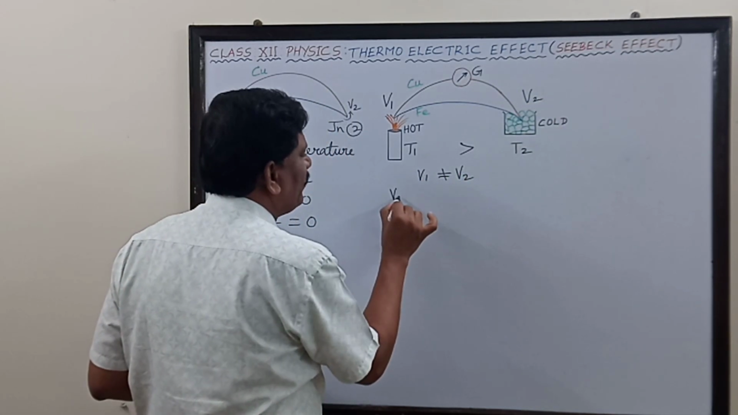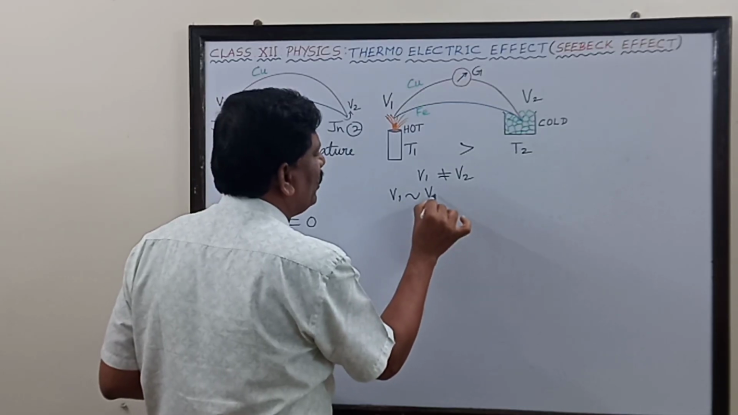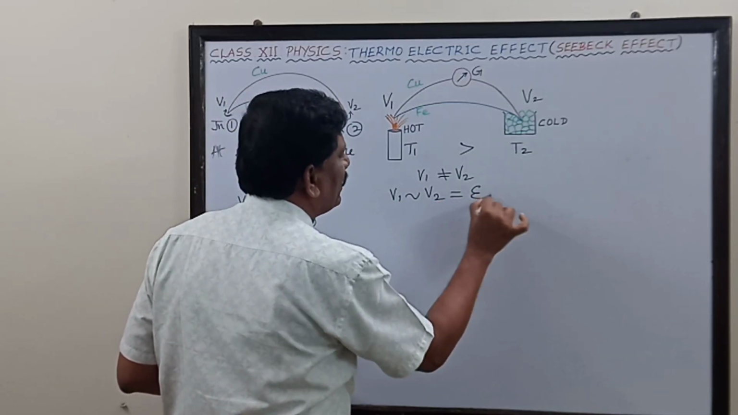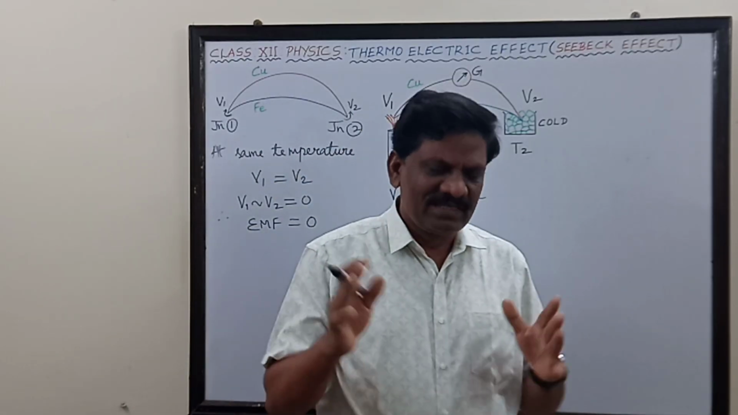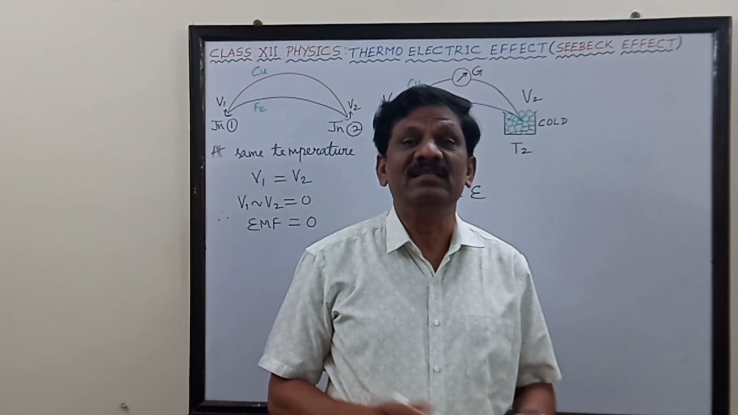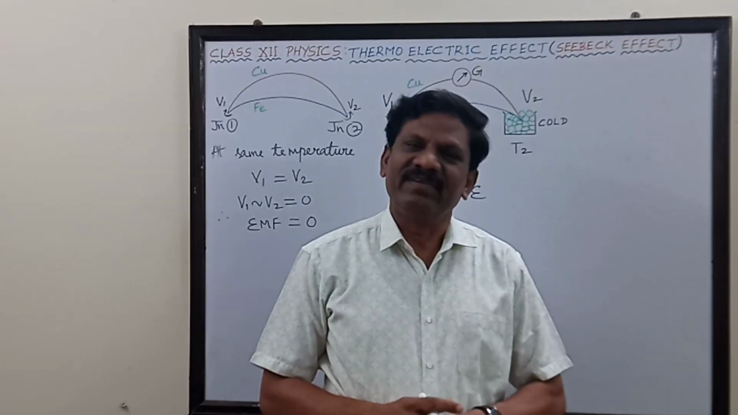And this difference in potential V1 minus V2 will be equal to the net EMF in the closed loop. Understand? This was first observed by Seebeck, and this is called the Seebeck effect.